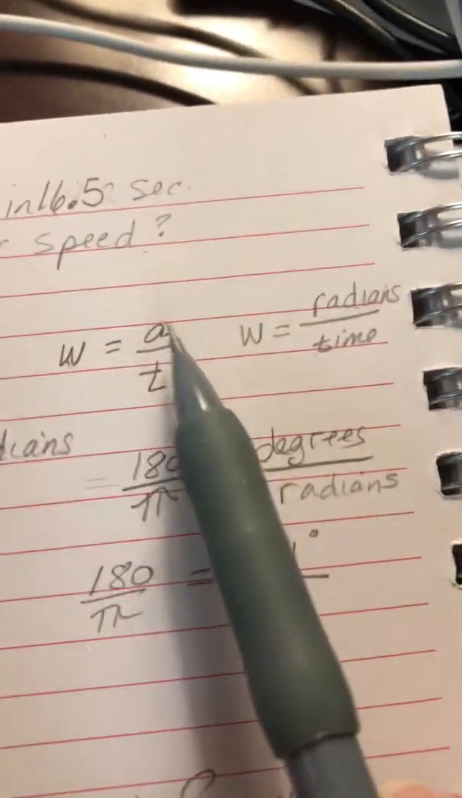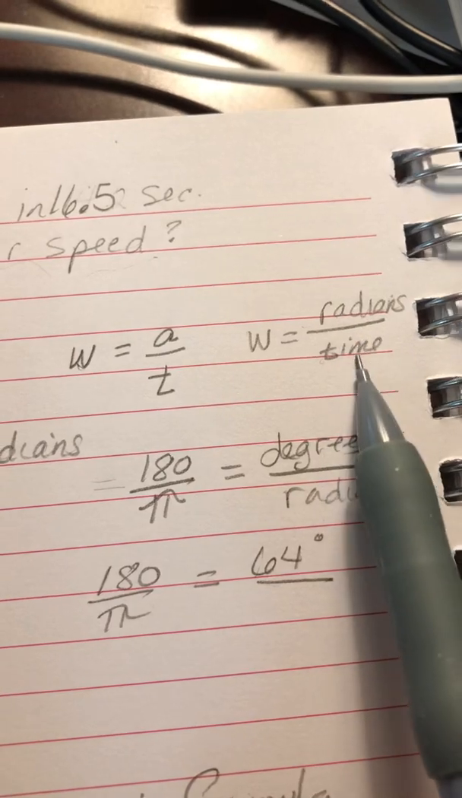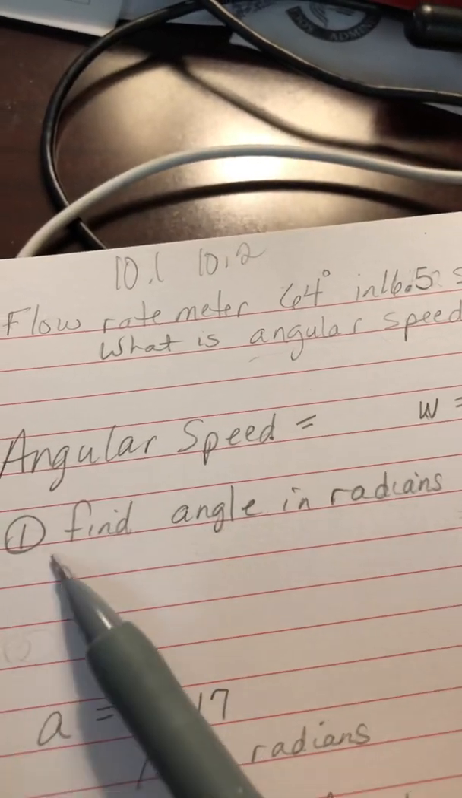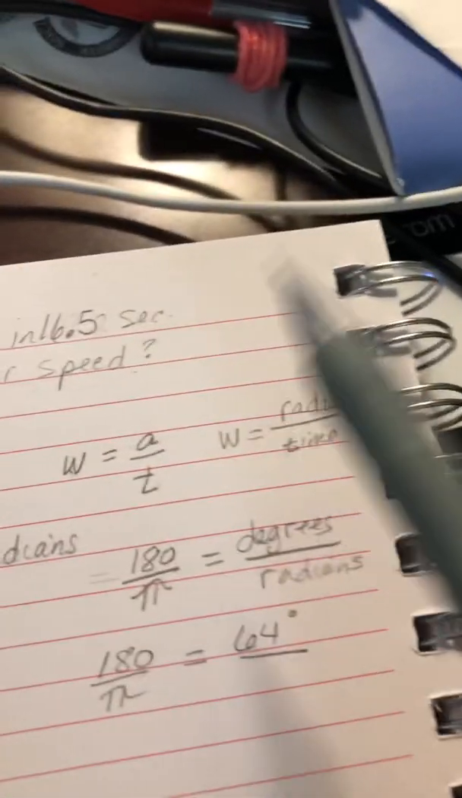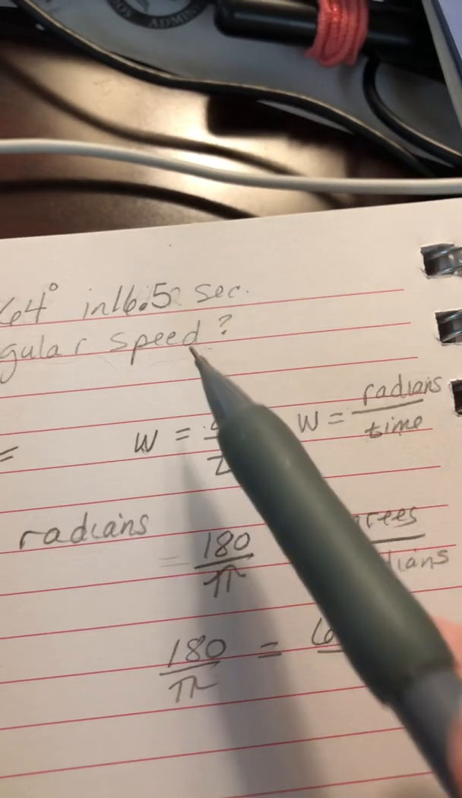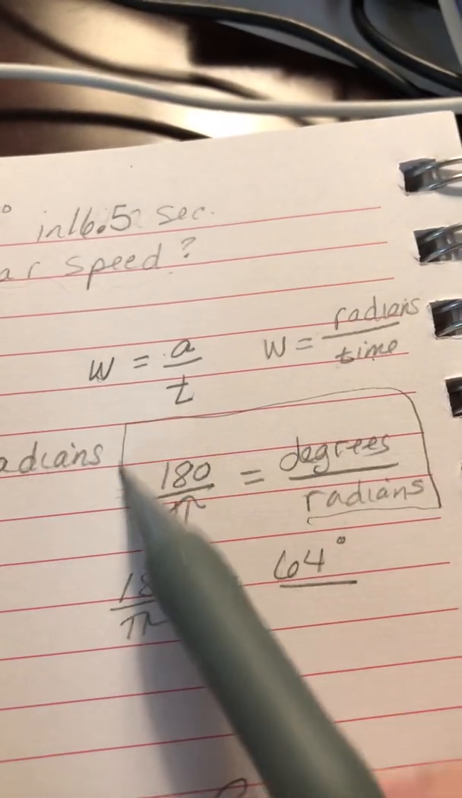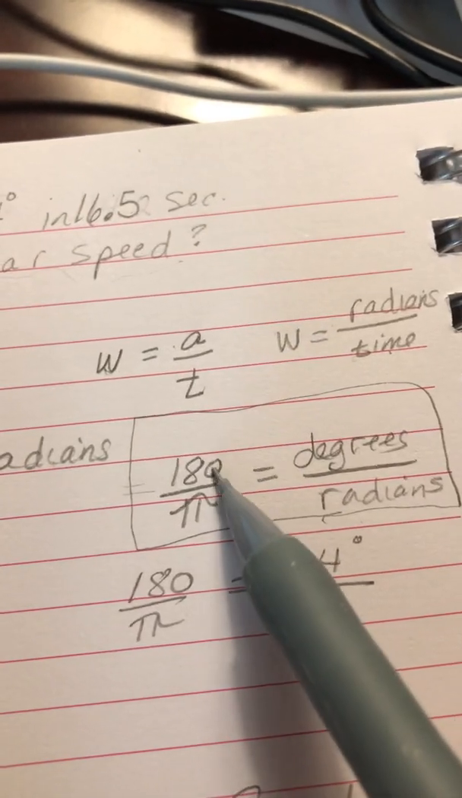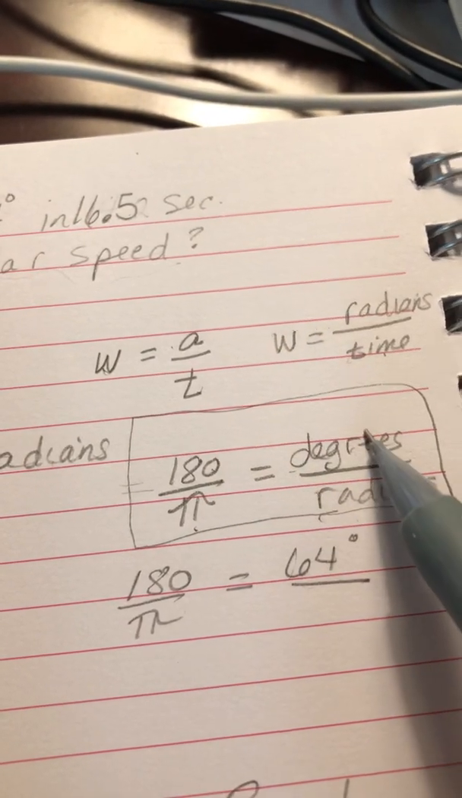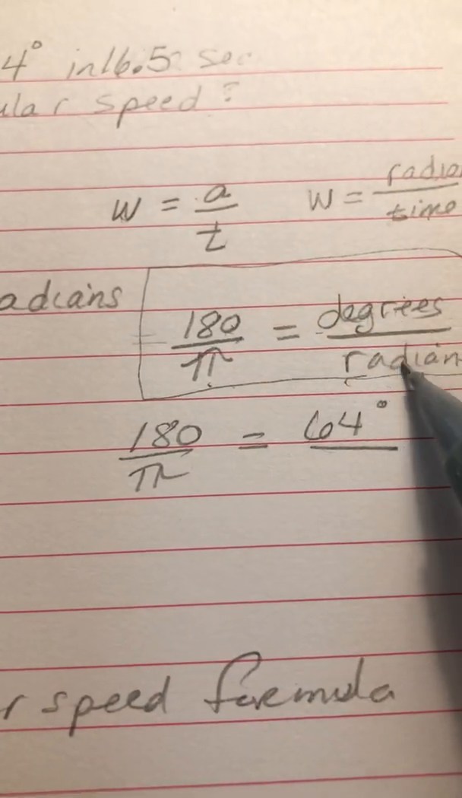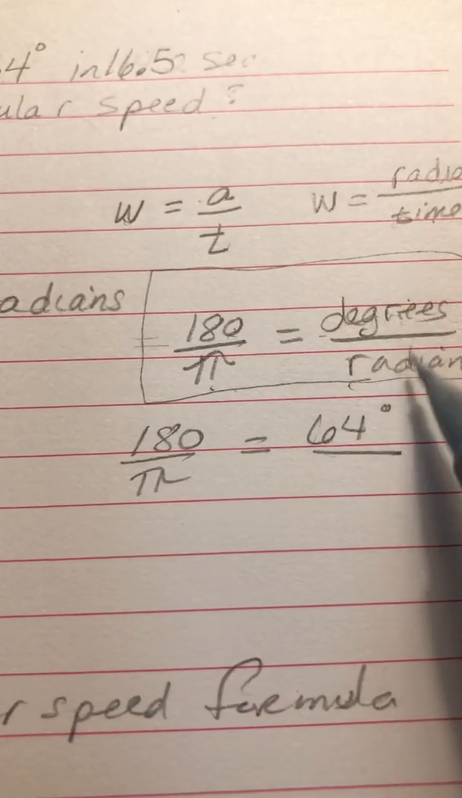So angular speed, the speed is found by taking the radians divided by time, or A over T is what they call it. So it says step one, find the angle in radians first. Take your 64 degrees and change it to radians using this formula on the formula sheet, where it says 180 over pi is equal to your degrees over radians. And so you fill in the part that you know of the degrees or the radians.